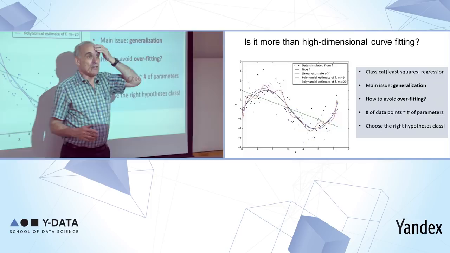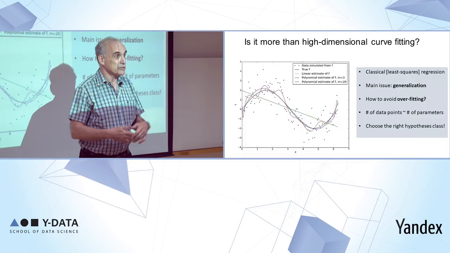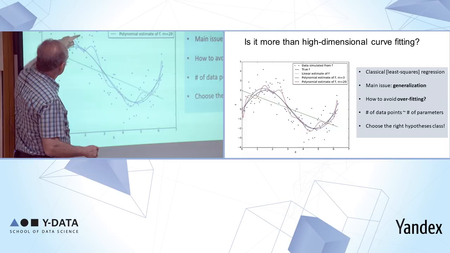If you understand this, you know machine learning. Of course, what's really important about it is you have to choose the right class of functions, what we call the hypothesis class. So in this case, let's say if I want to fit it with polynomials, I probably should go to quite high degrees.